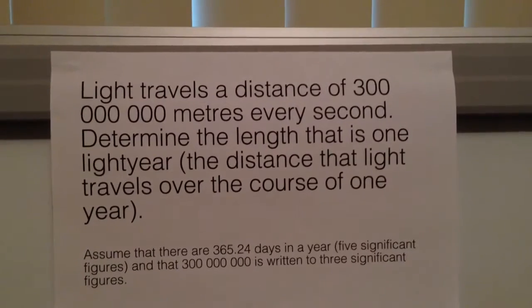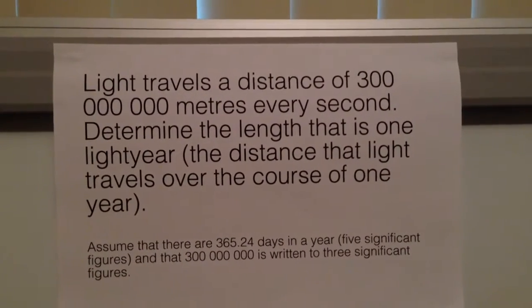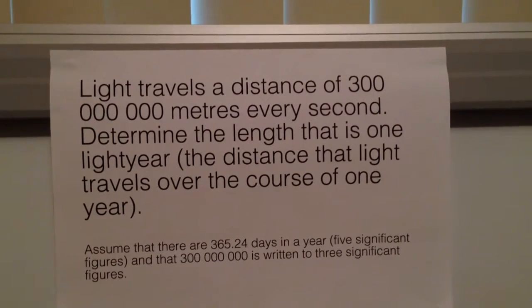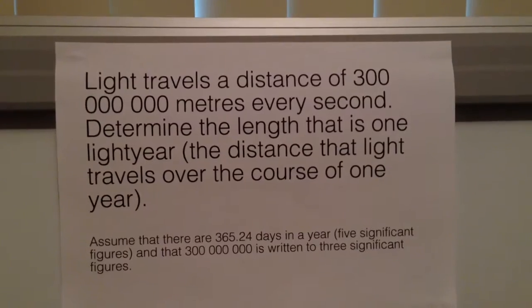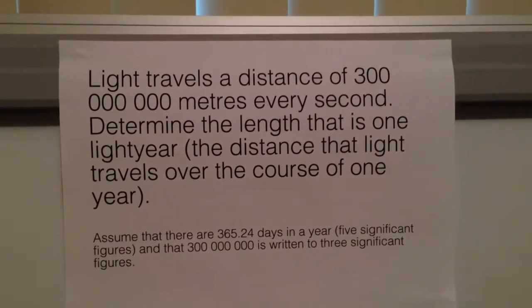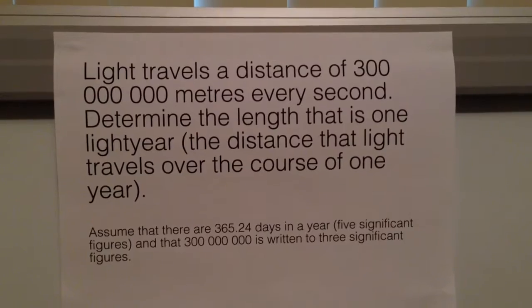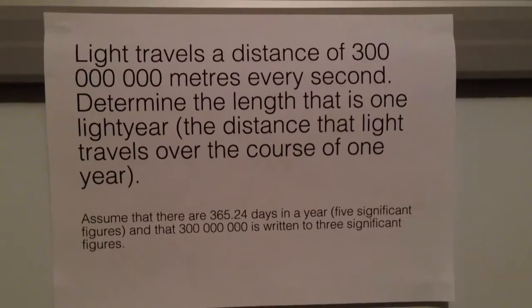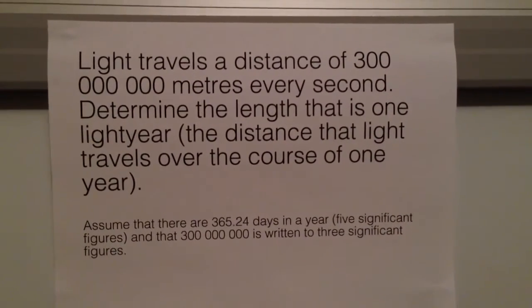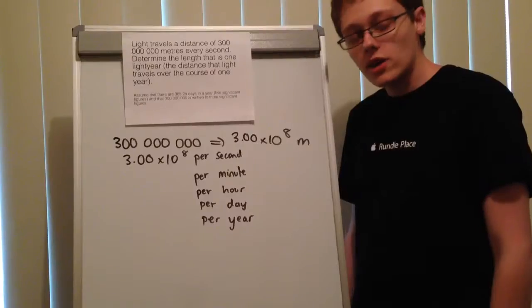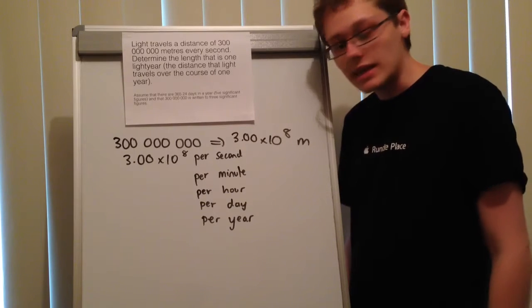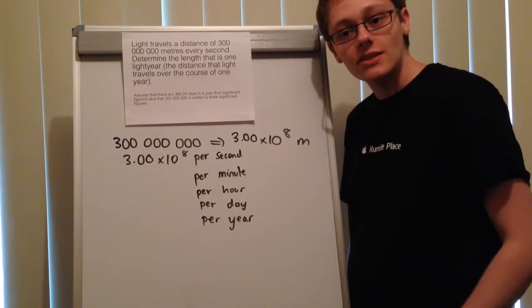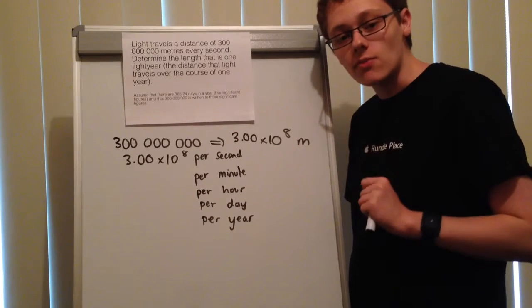So the first question states that light travels a distance of 300 million meters every second. Determine the length that is 1 light year, the distance that light travels over the course of 1 year. We're also given 2 notes. Assume that there are 365.24 days in a year to 5 significant figures, and that the value of 300 million is written to 3 significant figures. We can rewrite 300 million as 3.00 times 10 to the 8 meters, which is the distance that light travels in 1 second.